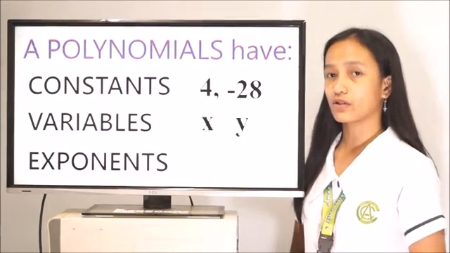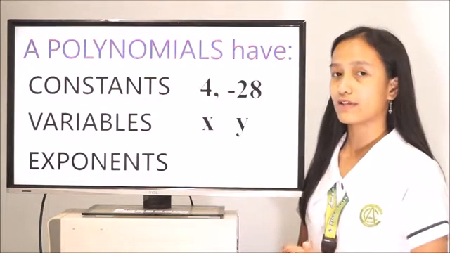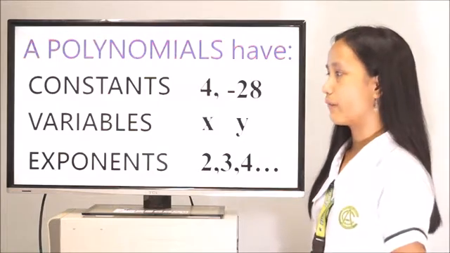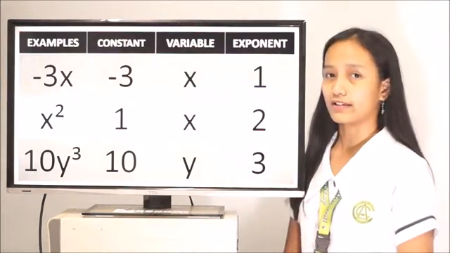Examples of variables which are commonly used are x and y. Take note that variables are represented by small letters. Examples of exponents are 2, 3, and 4. For more examples, let's take a look at this table.